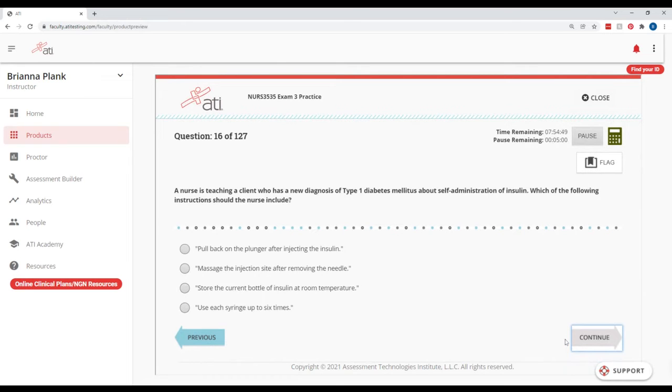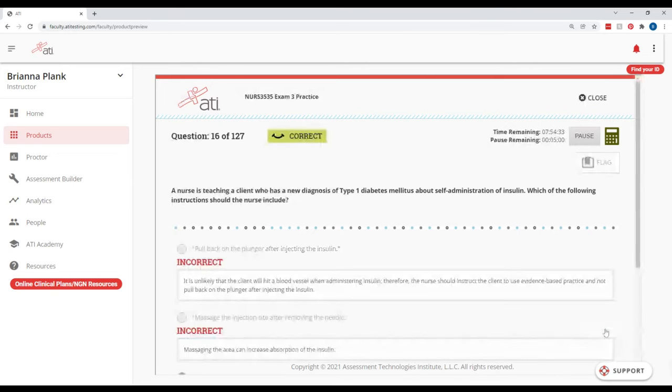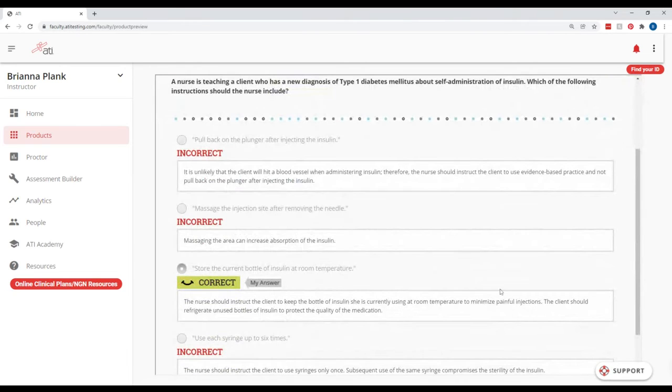Okay, we have a client, they have type 1 diabetes. We're going to teach them how to give themselves insulin. Which of the following should we include in our instructions? Yeah. Have you guys done your checkoff on insulin already? I lose track of where you guys are at in skills. Okay, so you know that we don't need to keep it in the fridge.